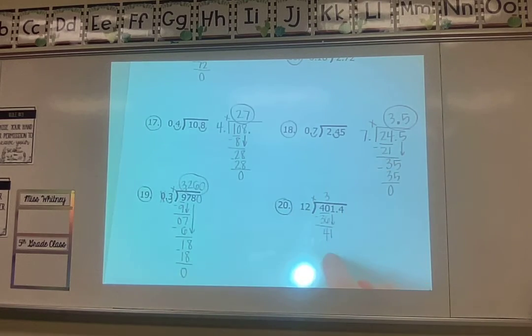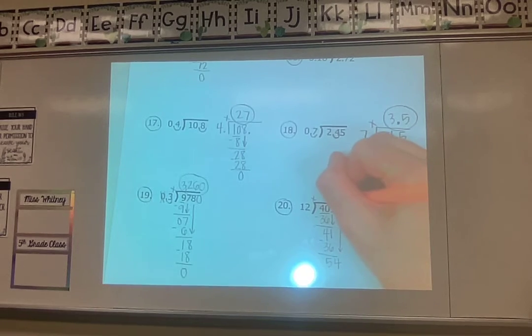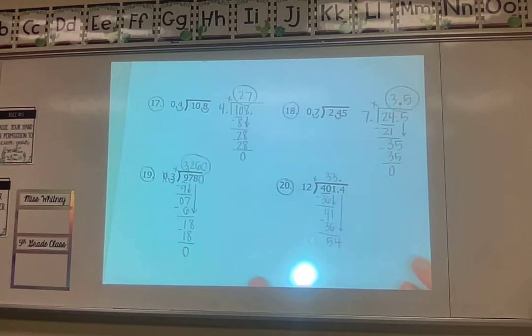So 12 into 41 would be 3 again, which is 36. When I subtract, I get a 5. Bring down this 4. I notice that I passed my decimal again, so get it up there in my answer. All right, 12 into 54. I'm going to keep going, so that's a 4. 12 times 4 is 48. When I subtract, I get a 6.